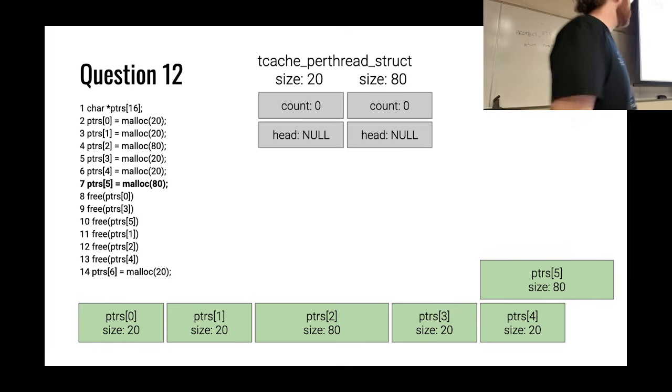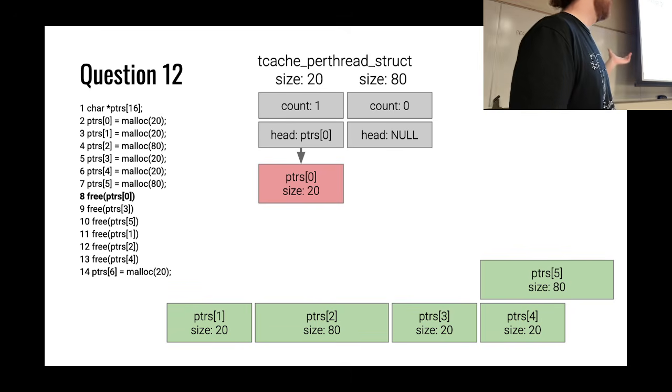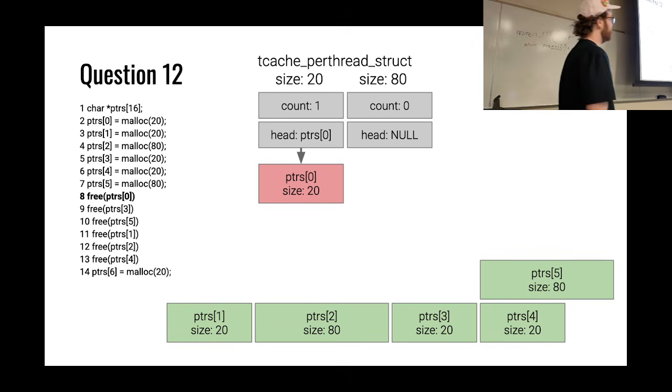So remember that these T-cache bins are linked lists. What happens when I free a chunk is I have basically the head of this list. Note that the head of this list is not literally pointer 0. It is the address of the chunk. I'm just using some shorthand to represent this here without the diagram becoming very messy.